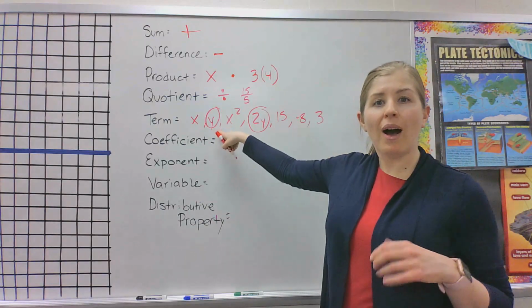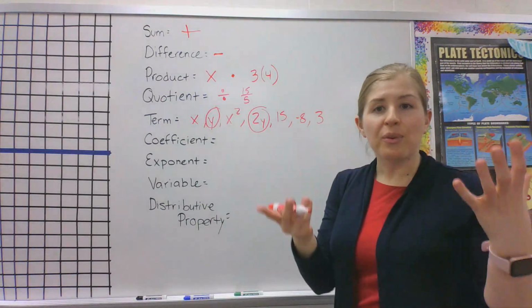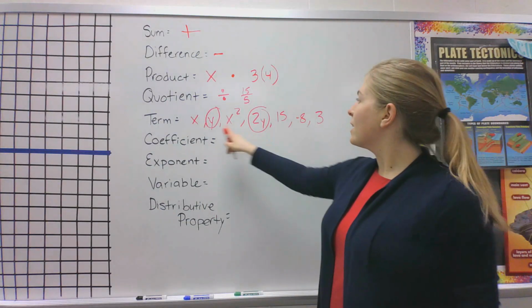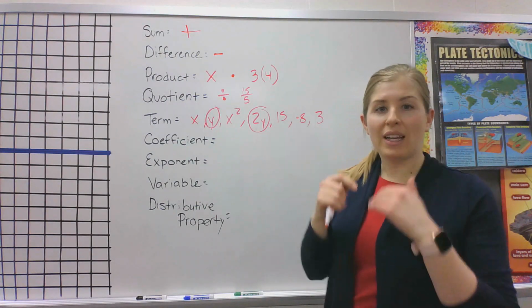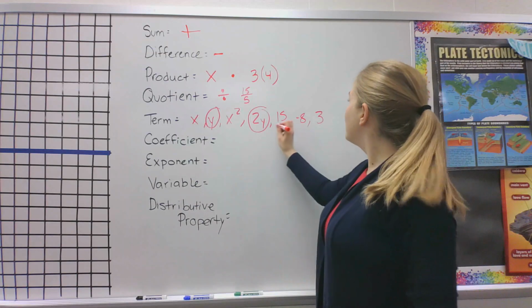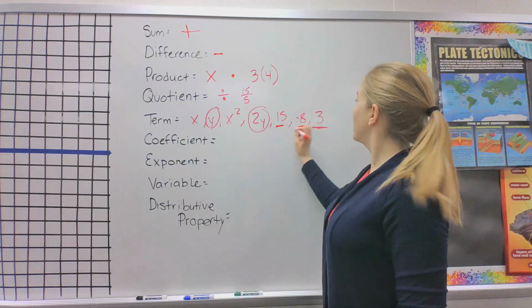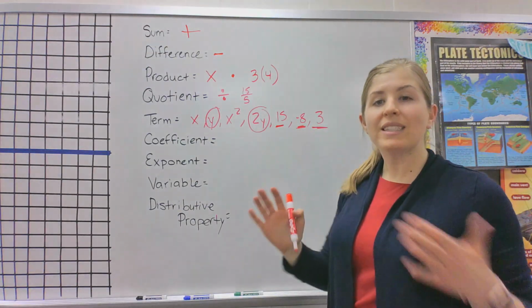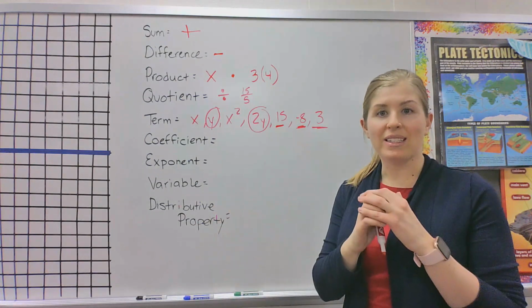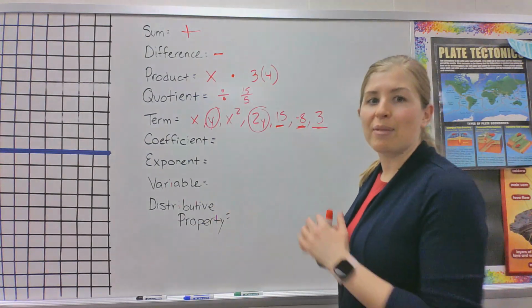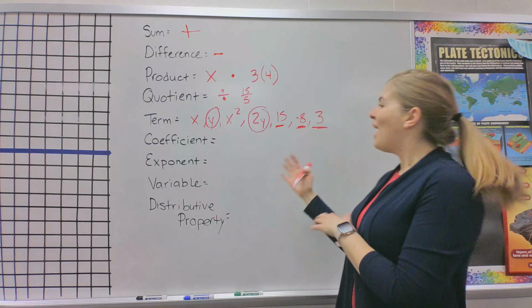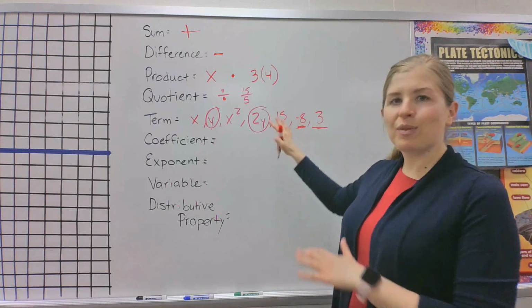So for instance, this y is technically a 1y, when the variable is by itself. That can be combined with 2y. Those are like terms. 15 and 3 and negative 8 are all like terms because they have no variables, so they can be combined together. They're all constants. I should say constants too. Constants are numbers without variables.